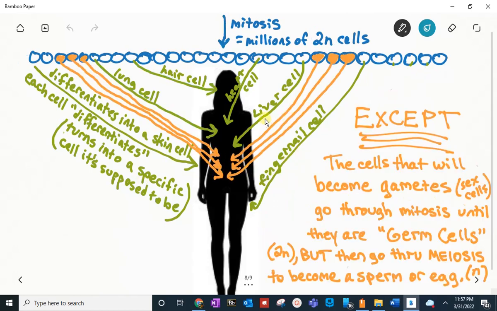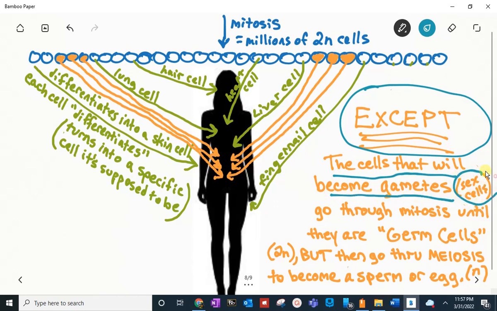Now, here's your exception. Instead of differentiation, the cells that are going to become gametes, which are the sex cells, the sperm and the egg, they go through mitosis a couple of times, but then they turn into germ cells. They don't turn into liver cells, they don't turn into hair cells, they don't turn into skin cells. They turn into what's called germ cells, which are also diploid because they still have two sets of 23 chromosomes in there, one set from mom, one set from dad. So they're germ cells right now. But then once they reach germ cells, they don't change into anything else.